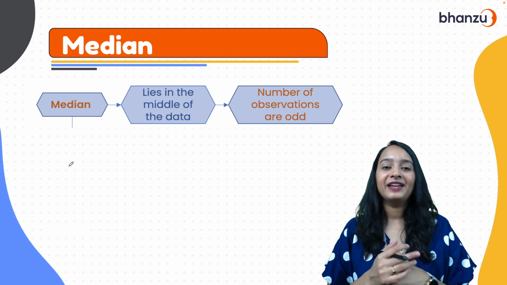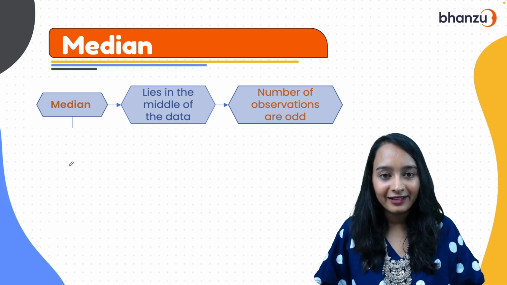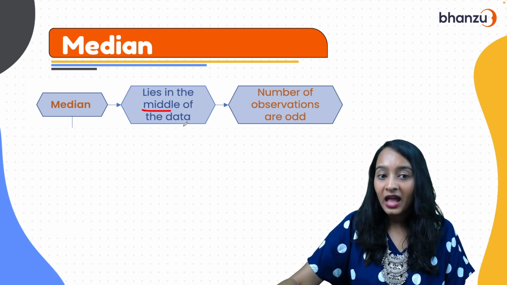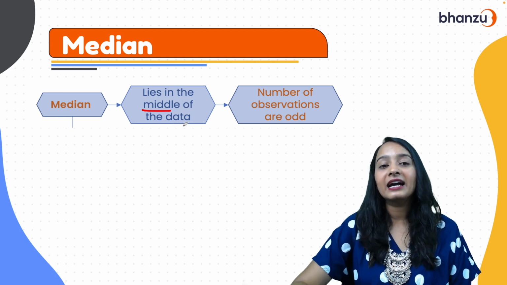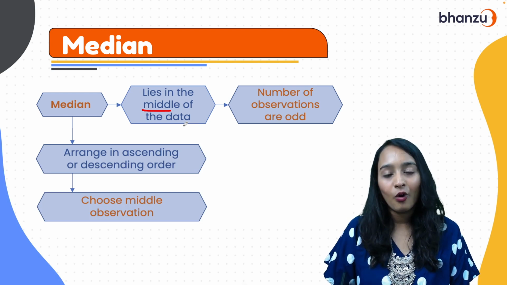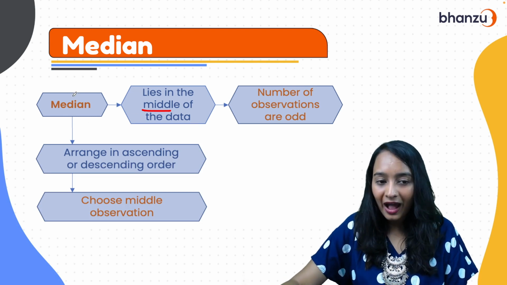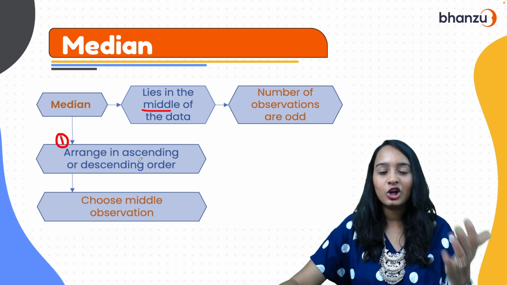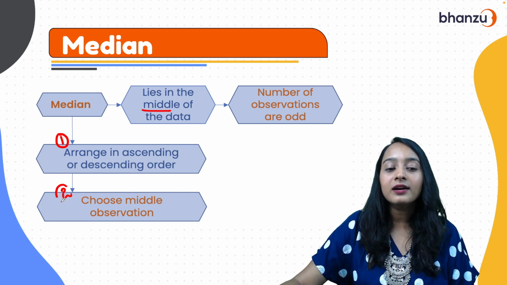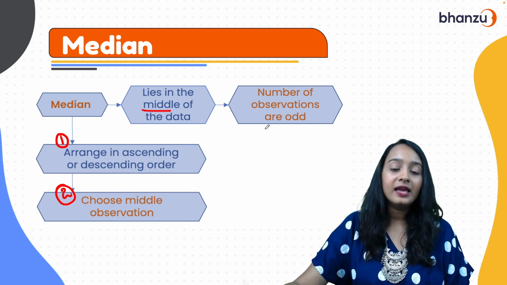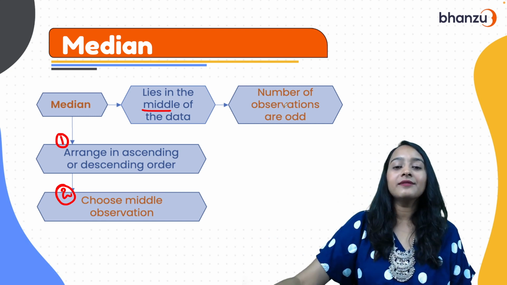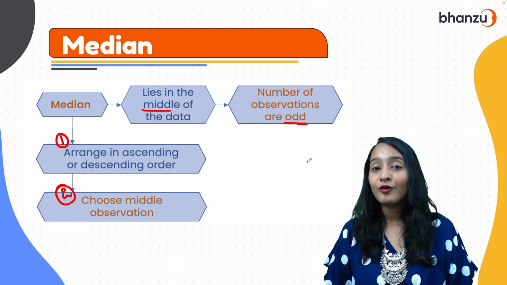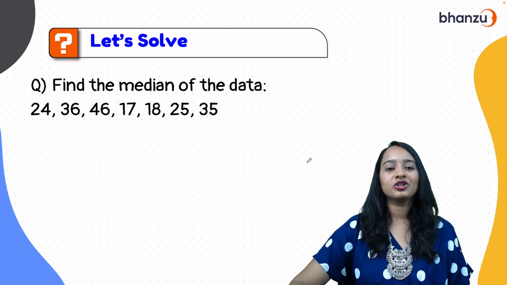And lastly, we have the median of the data. Now, median is actually the middle value of the data after arranging the data in ascending or descending order. So, whatever data you have, to find the median, first arrange the data in ascending or descending order and then choose the middle observation. Okay. Now, it is the middle observation when the number of observations are odd. Now you must be wondering, ma'am, what will happen if the number of observations are even? So we're going to do a question on that, don't worry.